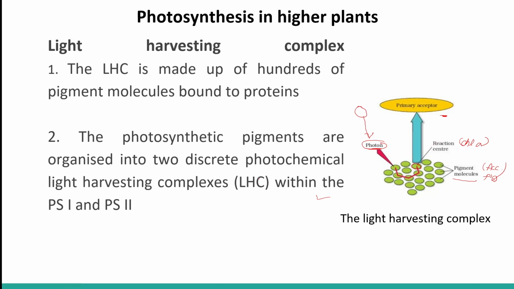Now there are two types of light harvesting complex. One is LHC1, another one is LHC2. There are two light harvesting complexes, light harvesting complex 1 and light harvesting complex 2, and both these complexes are present within photosystem 1 and photosystem 2. Light harvesting complex 1 is present in photosystem 1 and light harvesting complex 2 is present in photosystem 2.